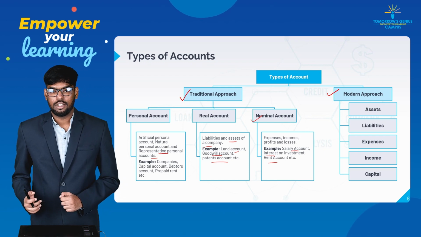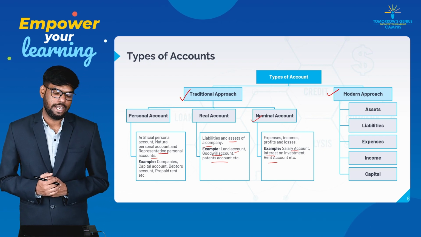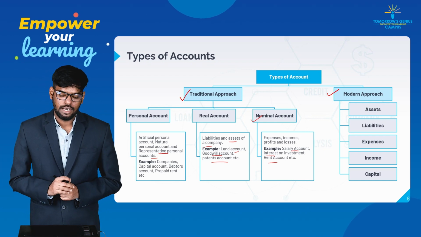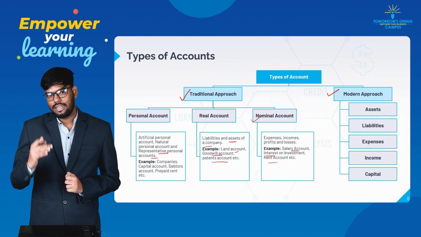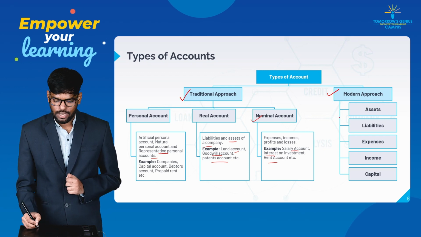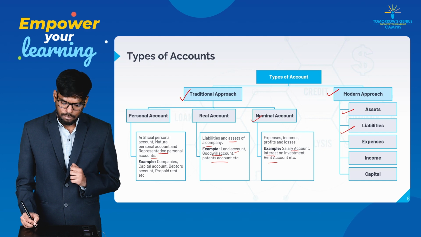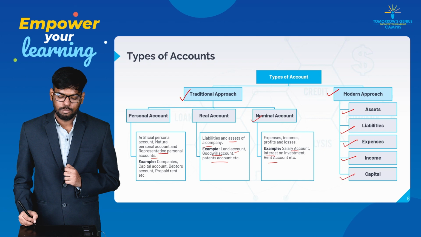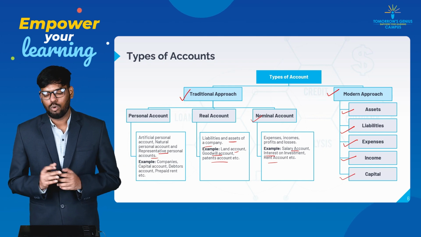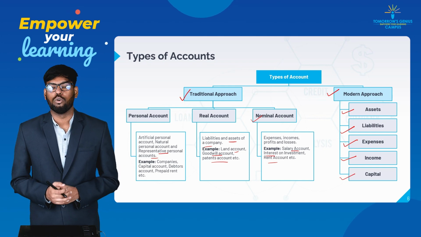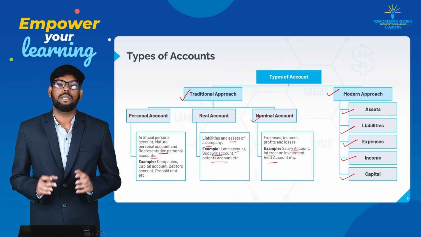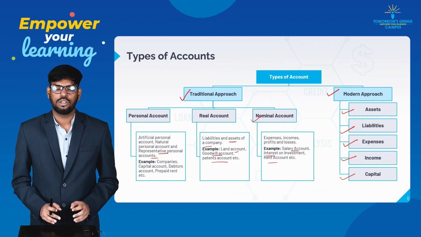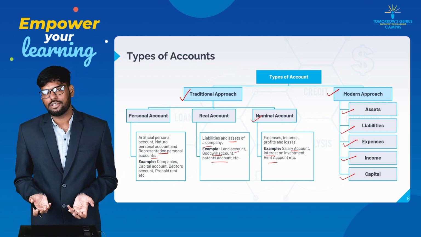Now we have to see the modern approach. According to the modern approach, whatever accounts are there are divided into these categories. First is your asset, second is your liability, third is your expenses, fourth one is your income, and fifth but not the least is your capital. So what are the assets? We already studied, we already know. Assets are nothing but the property of your business. Any property of your business falls under the category of assets.